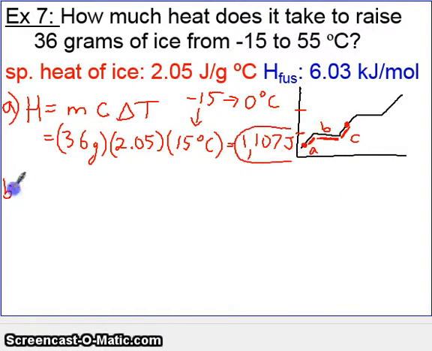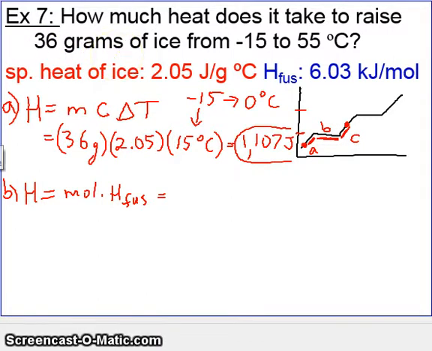Now for part B, we are going to melt that ice. To melt the ice, we use the equation with 2 parts, which says heat is moles times heat of vaporization. In this case, we're melting, so we'll call it heat of fusion. We have to do moles, so we have to convert from grams with a little separate conversion.